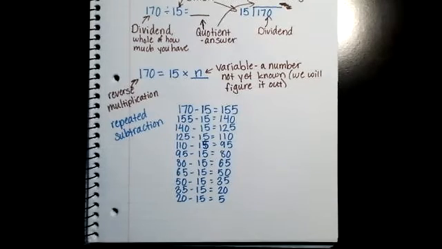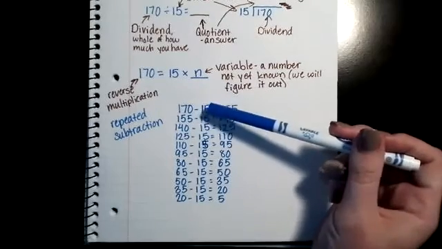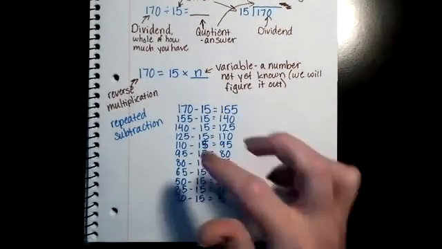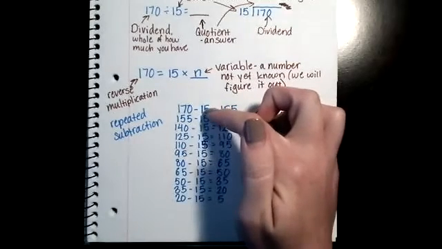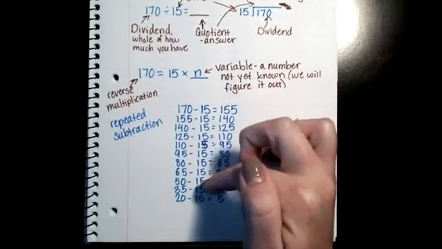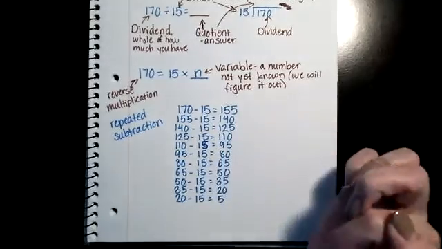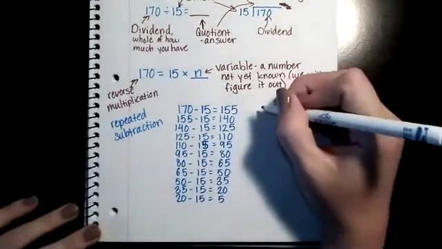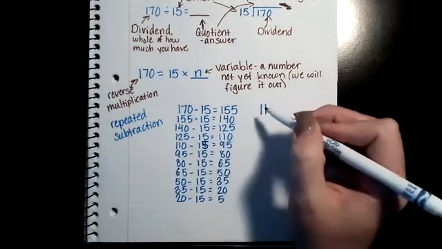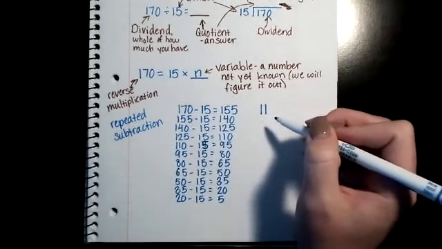Okay, so what I am looking for here is how many times I had to subtract a group of 15. I'm going to count this up. I had 1, 2, 3, 4, 5, 6, 7, 8, 9, 10, 11 times. So I had to take away 15 11 times. So that's 11 groups of 15.